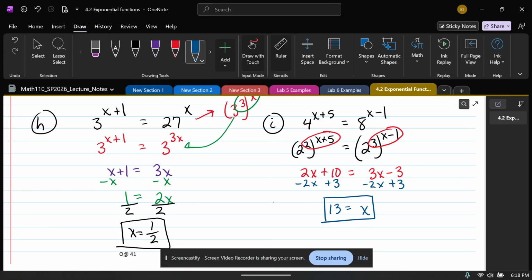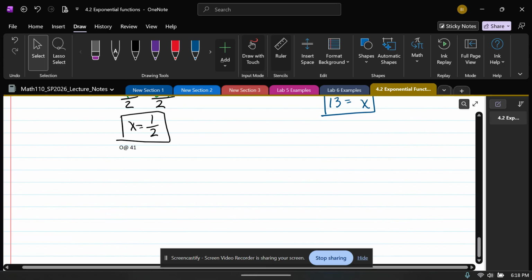Now that might be level 2, 3-ish probably, because you got to do a lot more stuff. But it's still not terrible. Just getting the base the same there. So that's a little higher level than the first ones that we did, but it's still not just crazy hard.